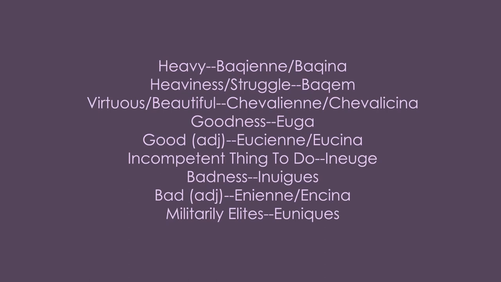Virtuous, beautiful, Chevalien, Chevalisina. Goodness, Uga. Good, Usien, Usina. An incompetent thing to do, Inug. Badness, Inugs. Bad, Enyen, Insina. A military elite person, Uniques.